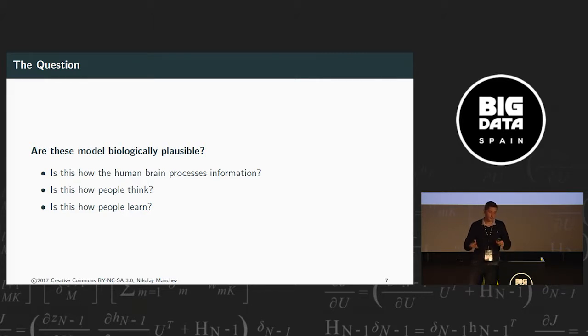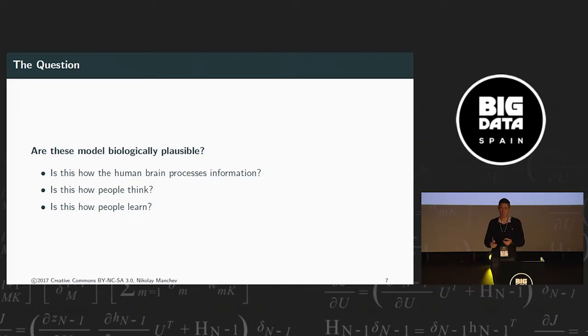First, is this how the human brain processes information? If we compare the human brain to a deep neural network, are they kind of processing information in the same way? The second question is, is this how people think? How similar is our thinking process to deep networks? And my third question is, is this how people learn? And probably I won't have the time to address the third question, let's say, but let's focus on the first and the second question.